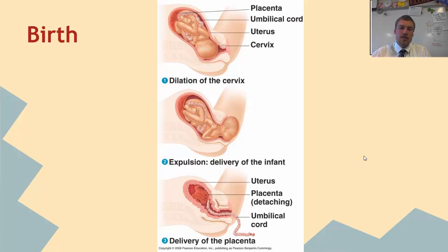When birth occurs, the cervix, which is the kind of gateway between the uterus and the vagina, is going to dilate, and that is to allow the baby to pass through. Once it has dilated fully, contractions in the uterus are going to help expel the infant from the uterus, and then the placenta will follow because it is, remember, a temporary organ, and so it is no longer necessary. So the placenta, along with the umbilical cord, are going to be expelled directly after the infant.